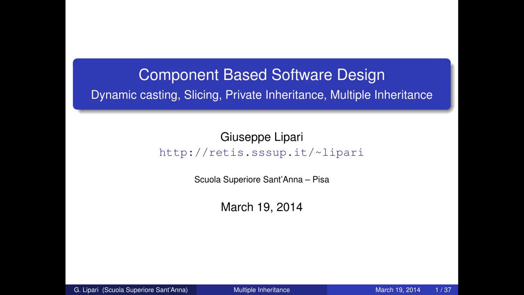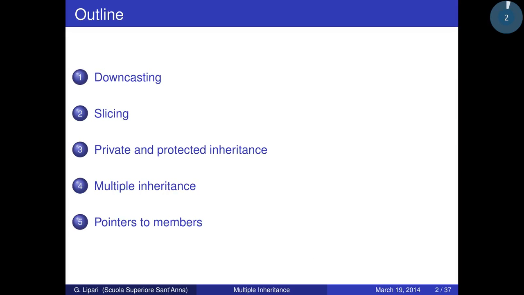So before talking about multiple inheritance, however, we have to talk about something more that has to do with inheritance, and in particular we need to talk about downcasting. So until now we have seen upcasting. Upcasting means I have an object of a derived type, I take its address and I assign it to a pointer to an object of the base class.